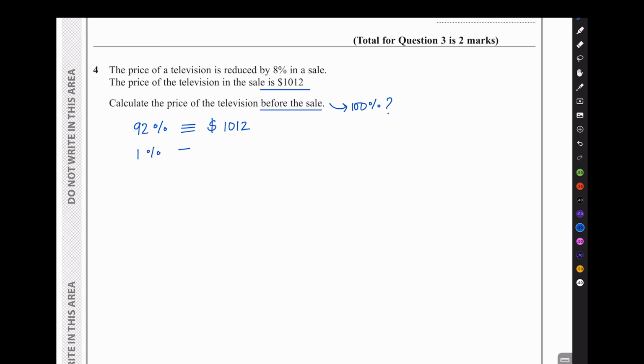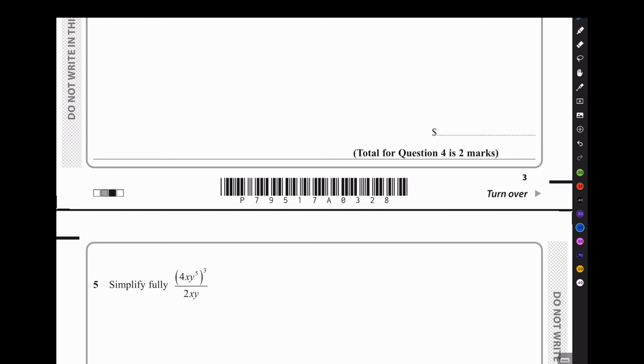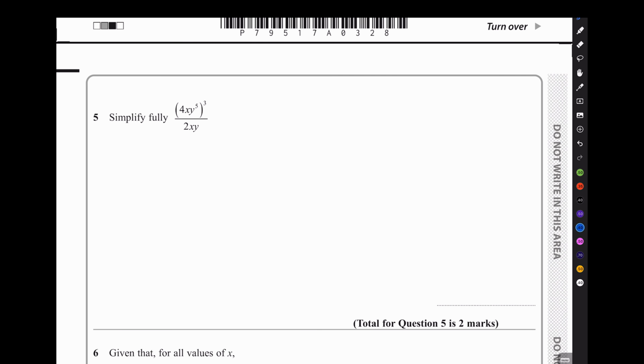So 92% represents 1012. So 1% represents 1012 divided by 92, and then 100% represents 1012 divided by 92 times 100. So this comes out to be 1012 times 100 divided by 92. This is 110 dollars.